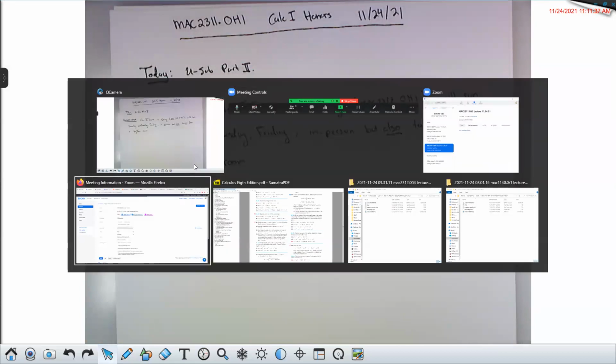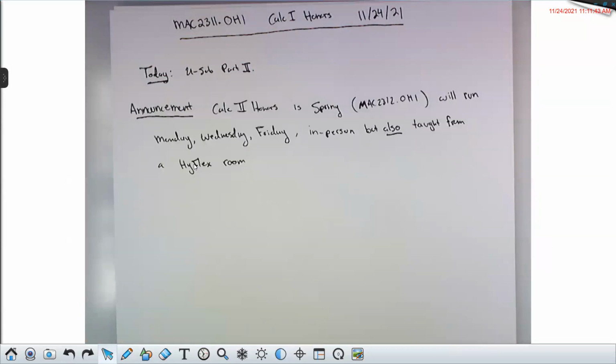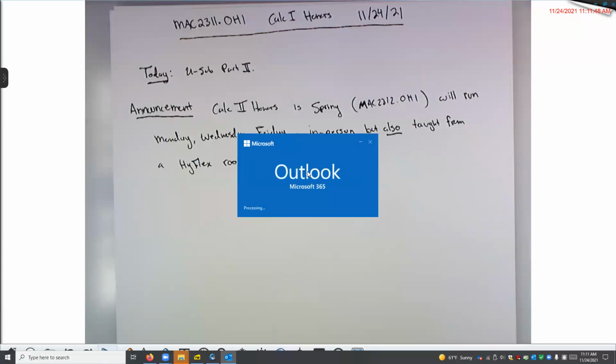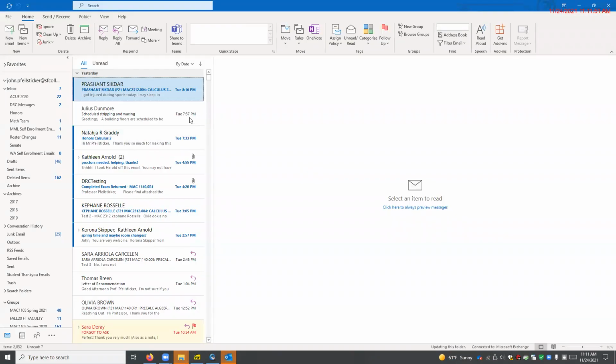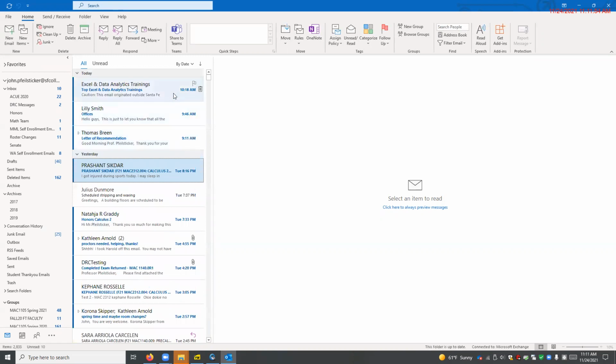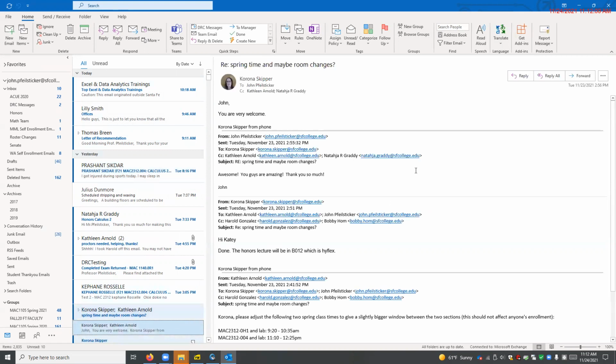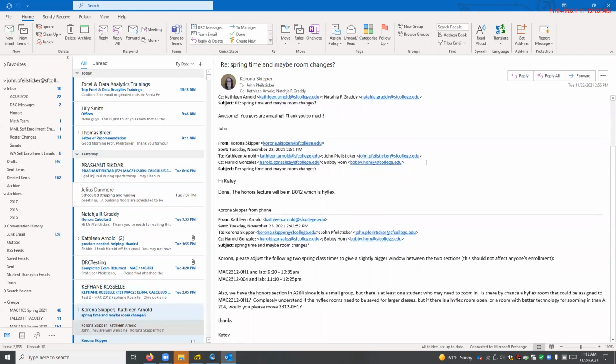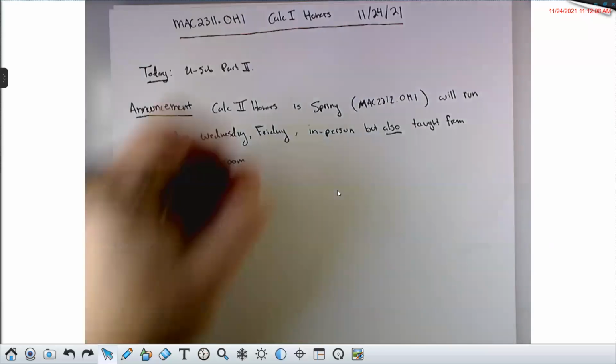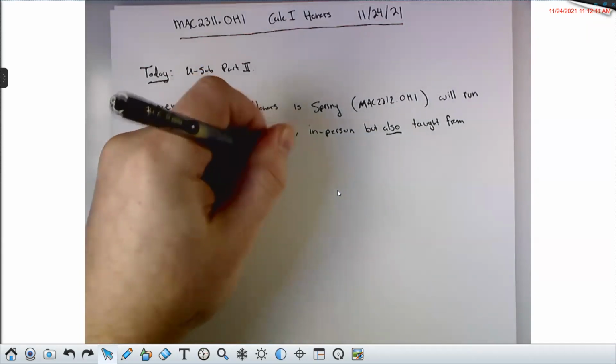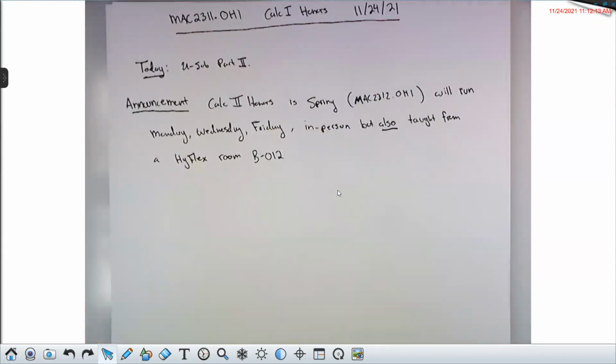The room has changed from what it was originally posted as, because I just got this from my chair yesterday. Natasha was saying that she had a schedule conflict, and I wanted to make sure that we could still do this. So let me see what I got. Sometimes this changes. Here we go. All right. So the room number is moving to B012. B12 downstairs on the south side of building B.